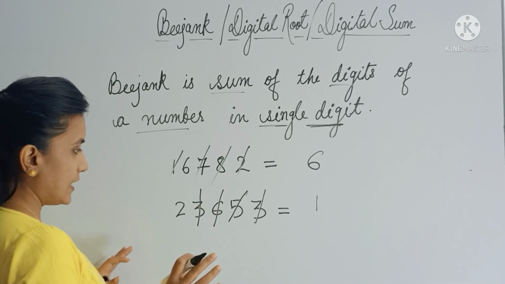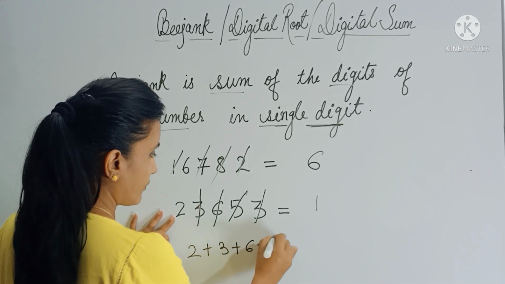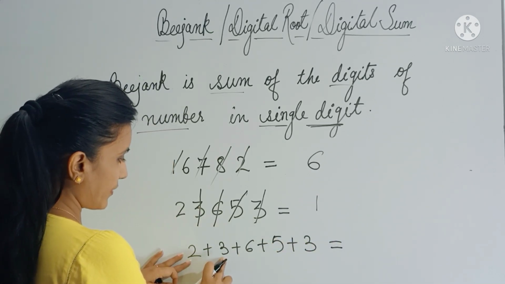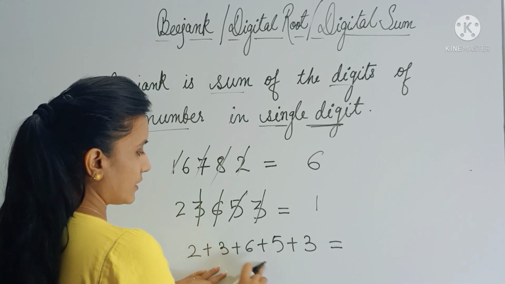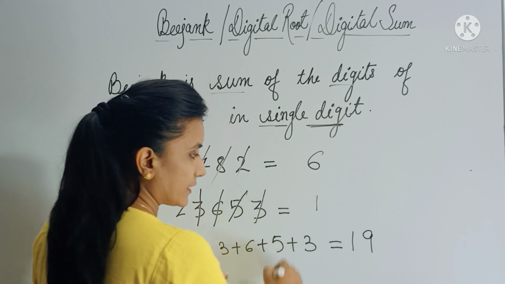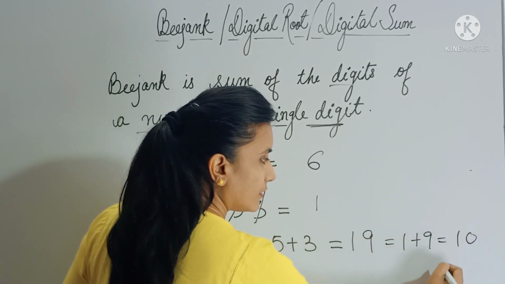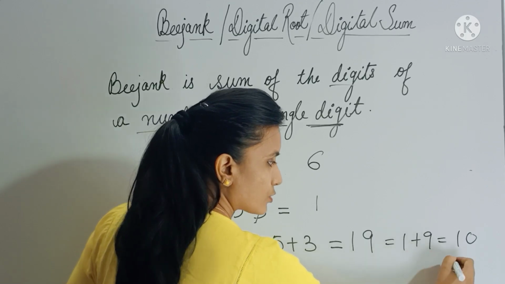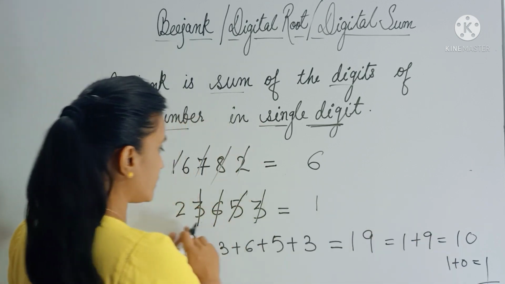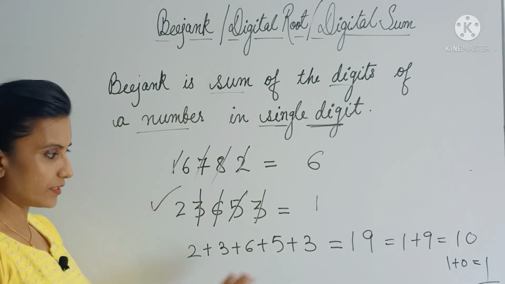Also you can check that if you add 2 plus 3 plus 6 plus 5 plus 3, you can see 2 plus 3 is 5, 5 plus 6 is 11, 11 plus 5 is 16, 16 plus 3 is 19. So we got 19, right? Now 1 plus 9 gives you how much? 10. Now again you got a 2-digit number, so 1 plus 0 gives you 1. So here we got Bijang as 1 and here also we got Bijang as 1. So you can see that this method is way faster than this method.